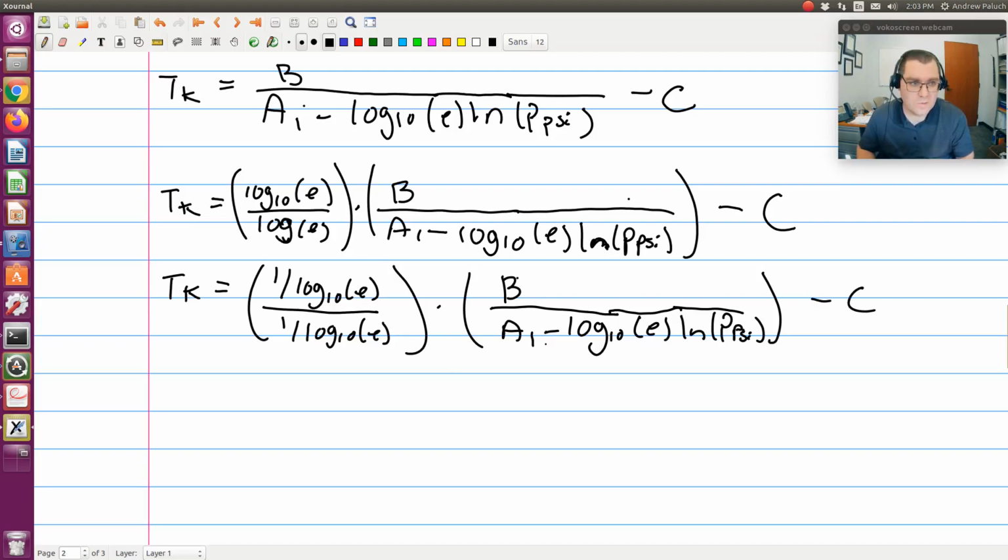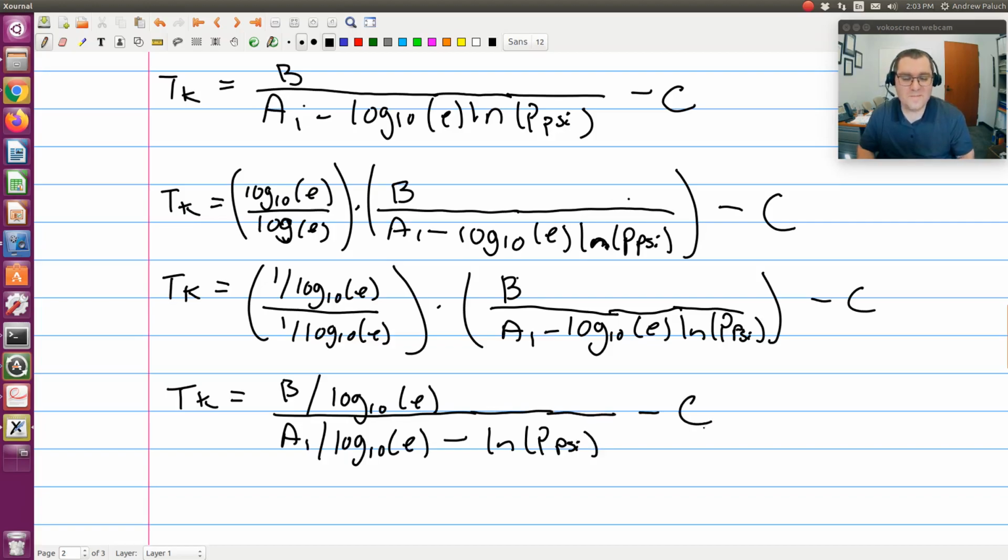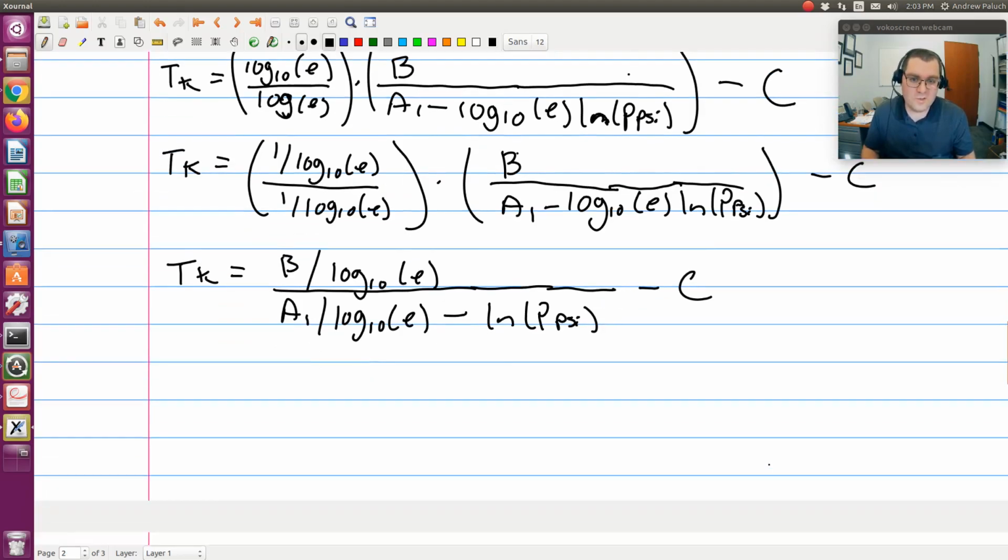Next we'll distribute through. So 1 over log base 10 of e times b. I'm going to have b divided by log base 10 of e, divided by a1 times 1 over log base 10 of e, which is a1 divided by log base 10 of e, minus, well, log base 10 of e times ln p in psi times 1 over log base 10 of e. The log base 10 of e's cancel, and I'm left with just ln of p in psi, minus c. So log base 10 of e is just a constant.